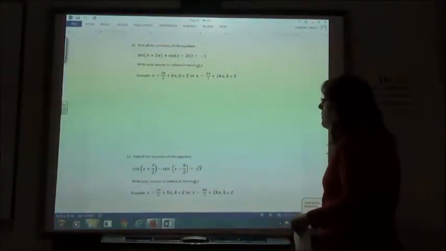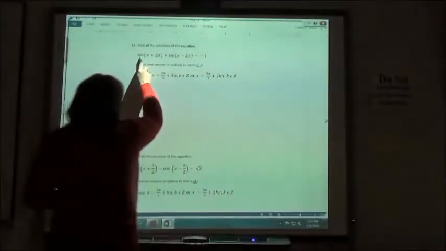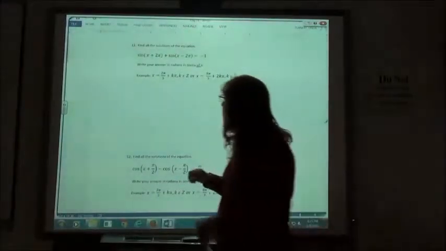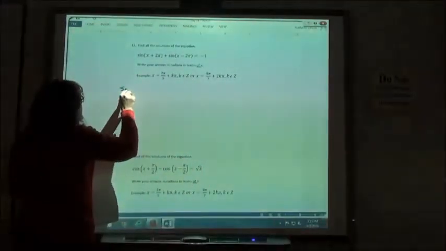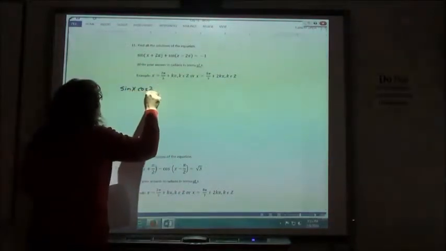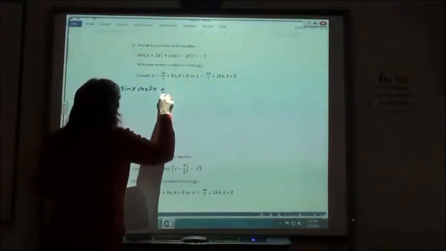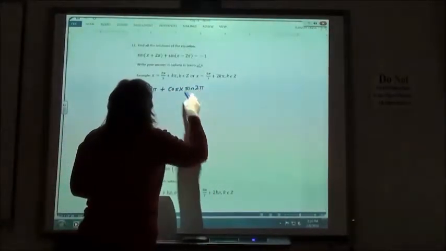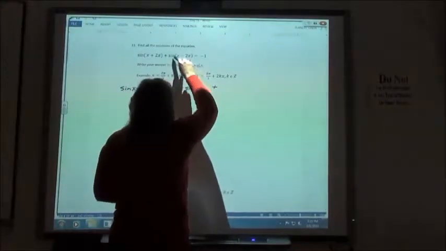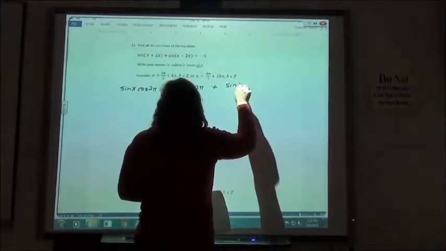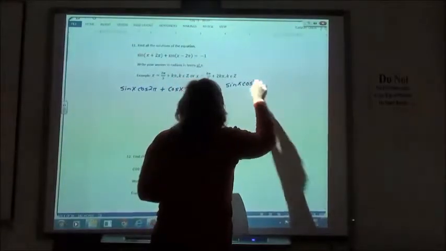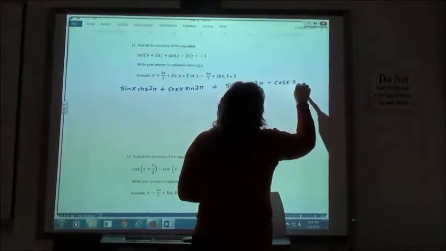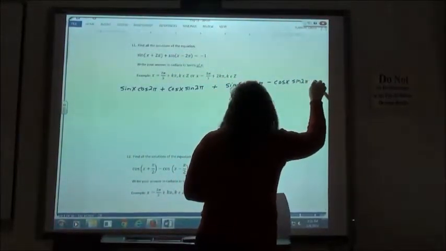So number 11 is going to be the same kind of thing. This time we're using the sine ones. So on your sine ones, you have sine, cosine, cosine, sine. So sine of x, cosine of 2 pi. This is plus, so plus cosine of x, sine of 2 pi plus, this is going to be sine of x cosine of 2 pi. Since this is a minus, we got a minus cosine of x sine of 2 pi equals negative 1.